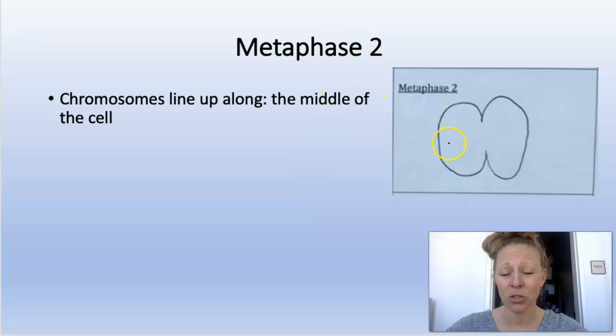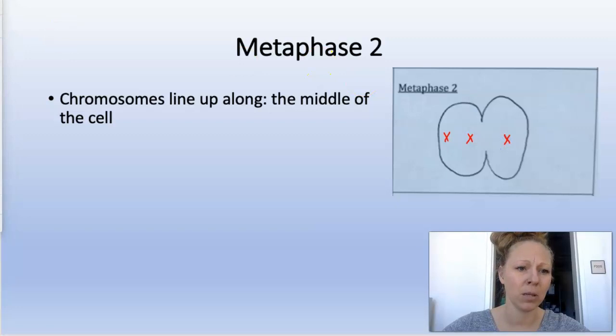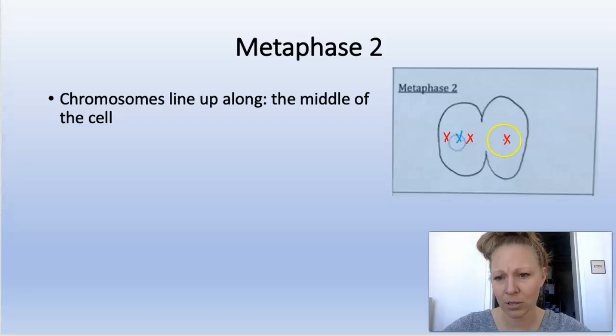Let's look at what the chromosomes are doing as we move towards metaphase 2. In metaphase 2, we have 23 chromosomes in each cell, but we're going to just make this 3 chromosomes in each to make it easier. So we have 3. They're going to line up along the axis. You can see that each of these cells is going to be different because the chromosomes are sorted independently.